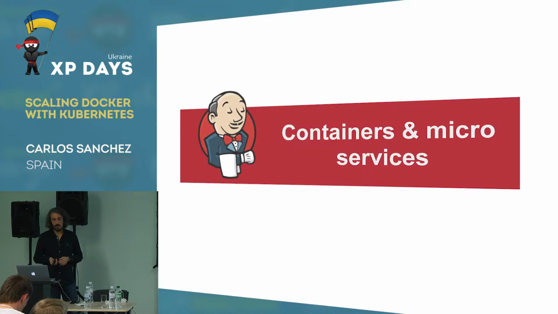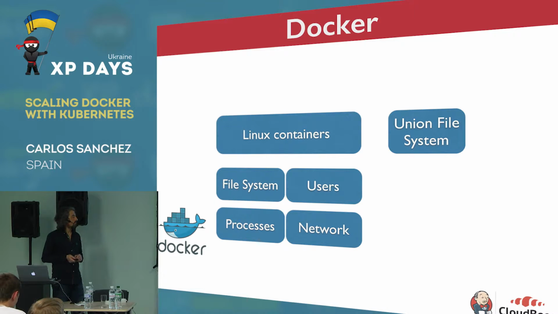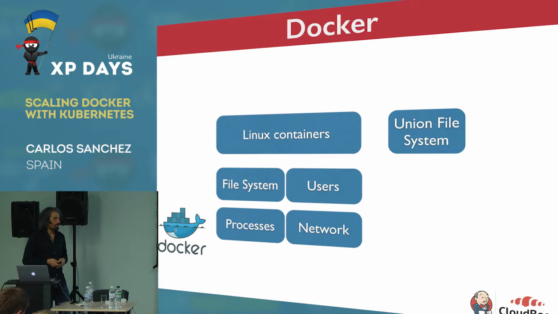So just a quick introduction to containers and microservices for some of you. Basically what Docker is doing is hiding all the complexity behind Linux containers, LXC, and all these kernel capabilities. And it's adding on top of that the file system, users, processes, network, isolation. And it's using this union file system. When you have layers on Docker, basically you are installing things one on top of the other, and you have multiple layers that combine into what a Docker image is.